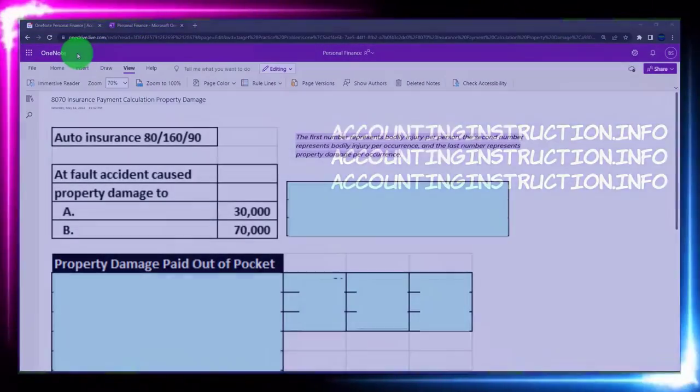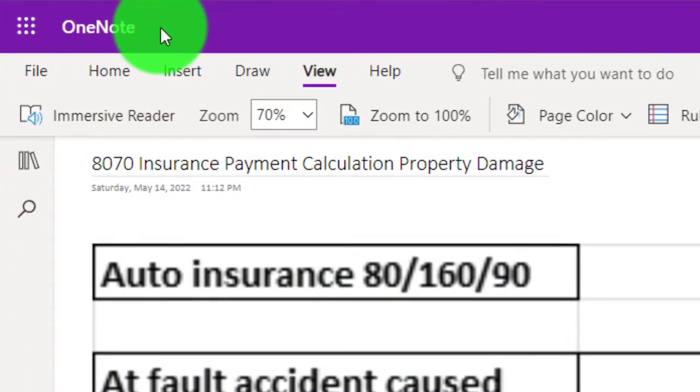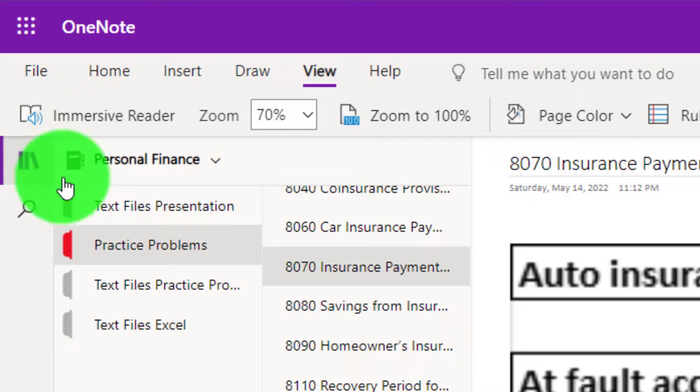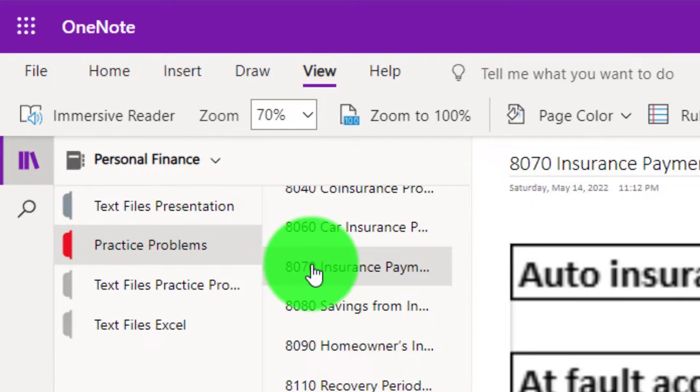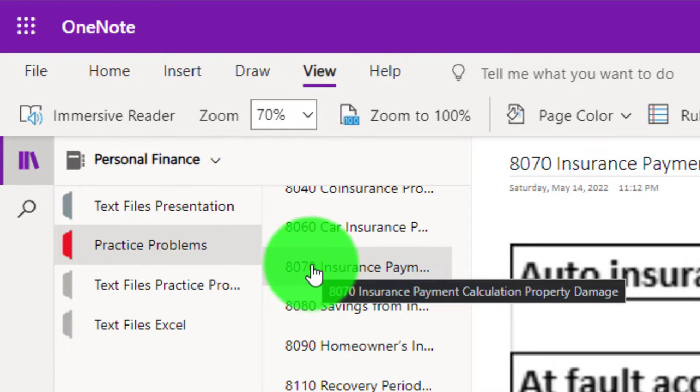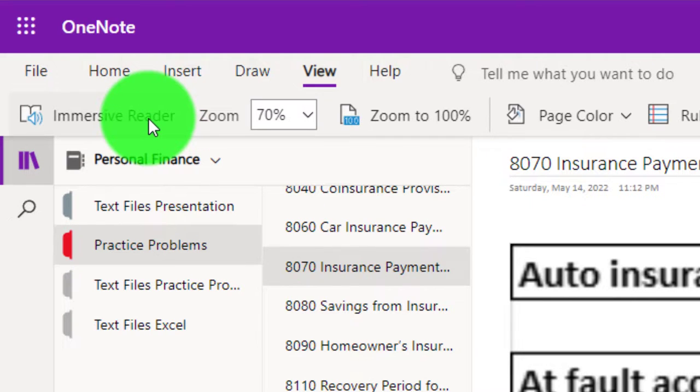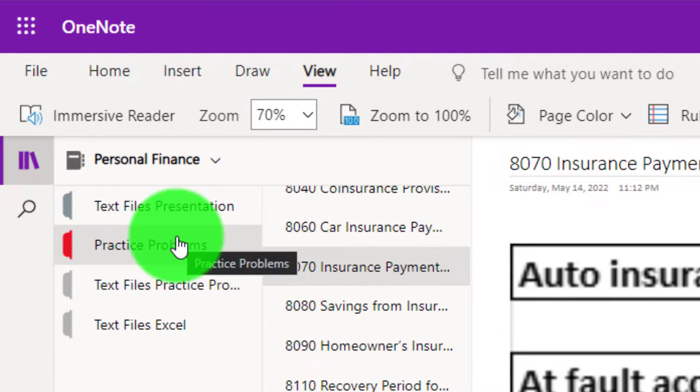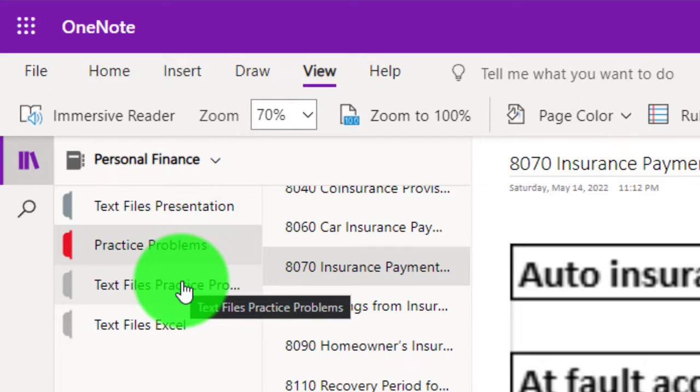You're not required to, but if you have access to OneNote and would like to follow along, we're in the icon on the left-hand side, practice problems tab, in the 8070 insurance payment calculation property damage tab. Also take a look at the immersive reader tool. The practice problems are often in the text area too, with the same name, same number, but with transcripts. Transcripts that can be translated into multiple languages, either listened to or read in them.